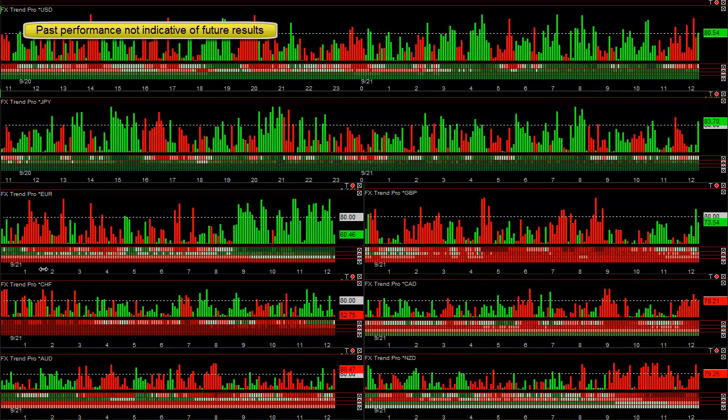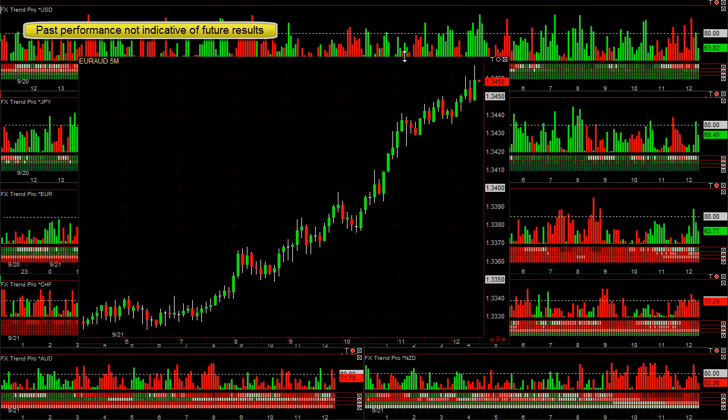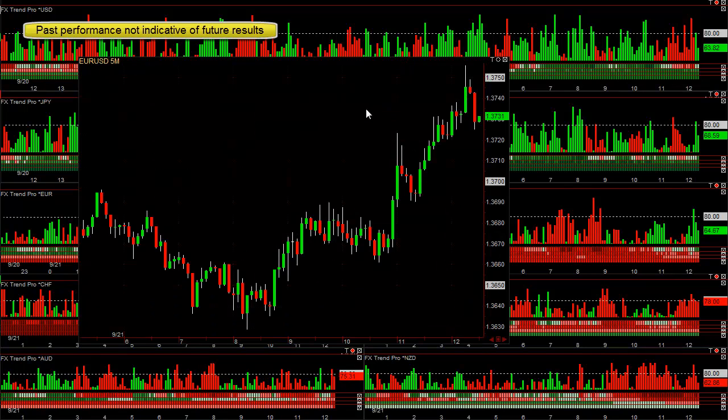So earlier today, the euro wasn't the strongest one. In fact, it was quite weak. And the dollar and the yen were strong, pretty much the only two strong ones. So you would have wanted to sell the euro against the dollar and against the yen.